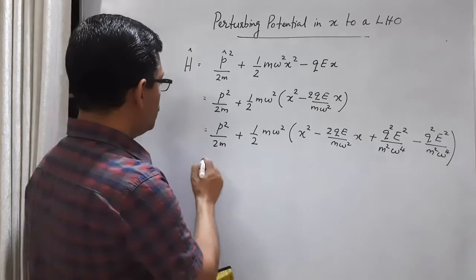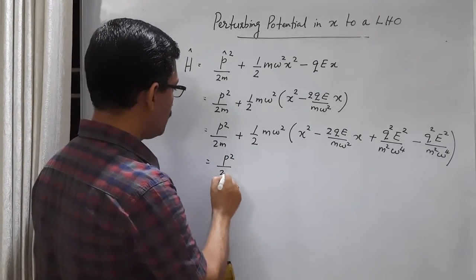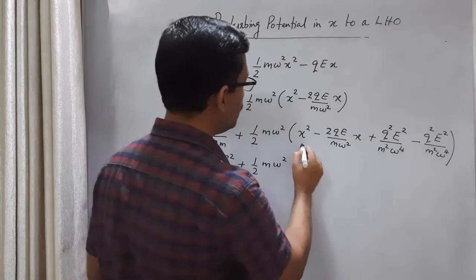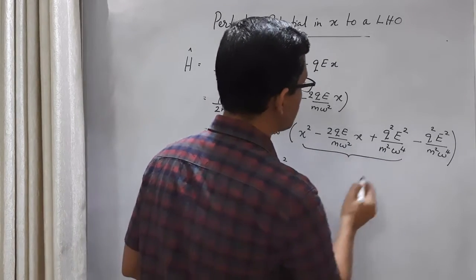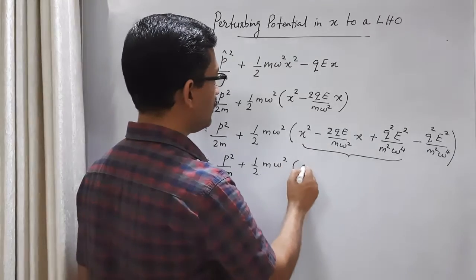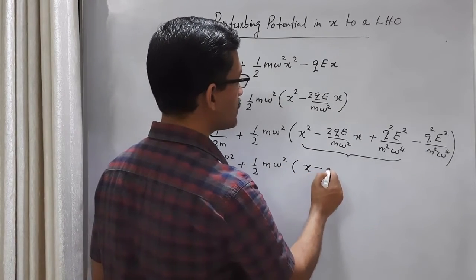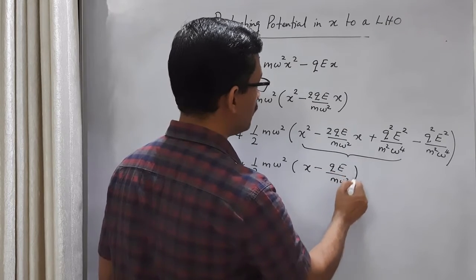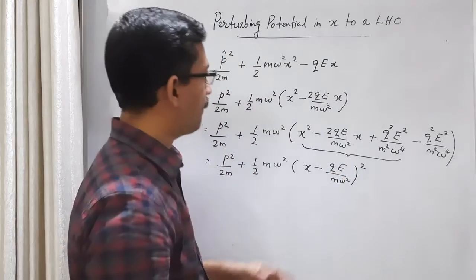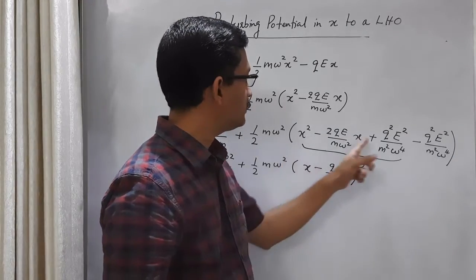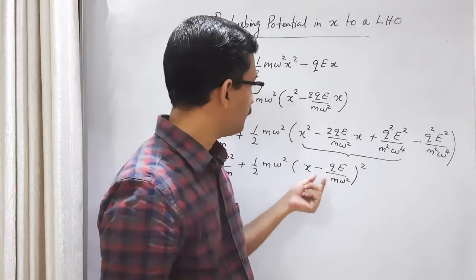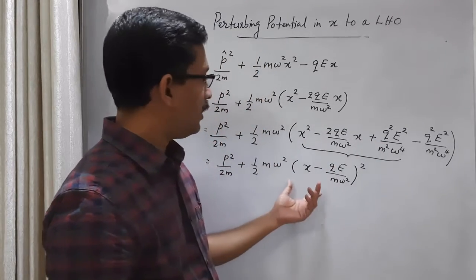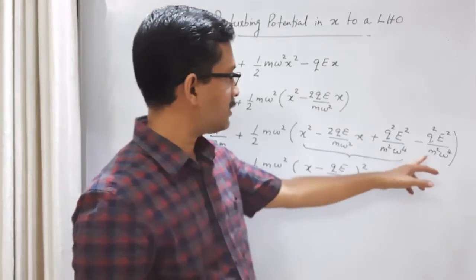Correct. So that's equal to p squared by 2m plus half m omega squared. Take the first three terms; you can combine them into a perfect square: x minus QE by m omega squared, whole squared, correct? This is in the form of a minus b whole squared. This is the b term. So we have written this part as a perfect square, and there is an extra term.